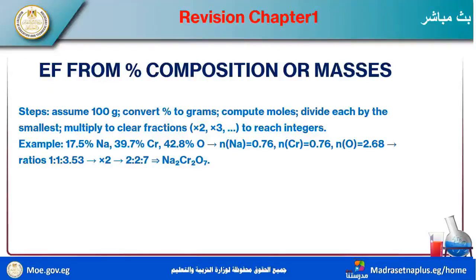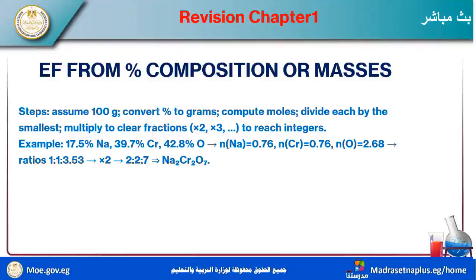Let's take an example: 17.5 percent sodium, 39.7 percent chromium, and 42.8 percent oxygen. We have many percentages of many things, and in this example you must convert these percentages into numbers of moles. So you have the actual number of moles, but this number is fractional, not an integer. You must convert it into an integer number. Okay, you must first convert this fractional number into an integer number.